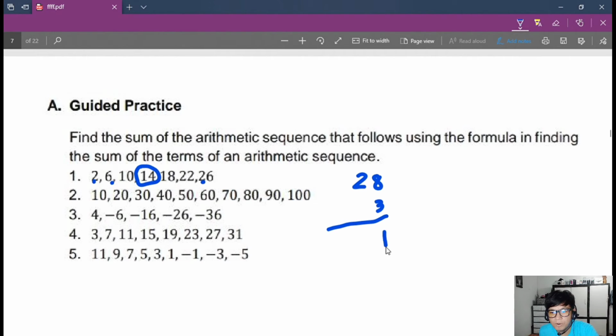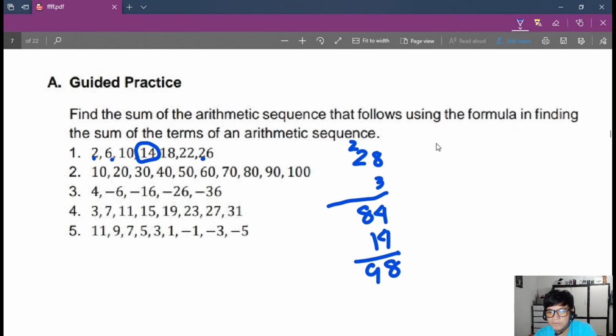So, 28. 3 times 28 is 84. Tapos, itong 14 i-add natin dyan. So, 84 plus 14 is 98. So, the sum of this one is 98.